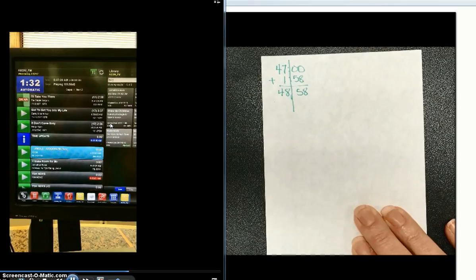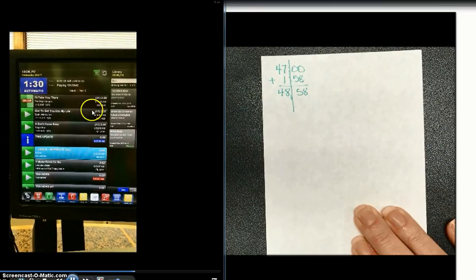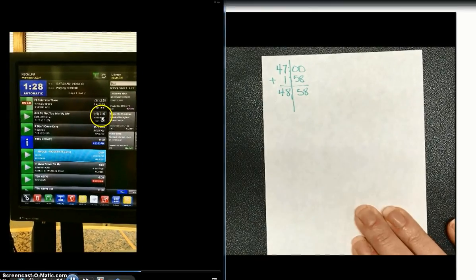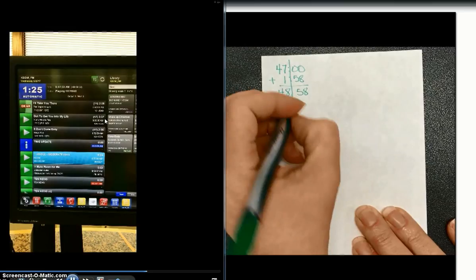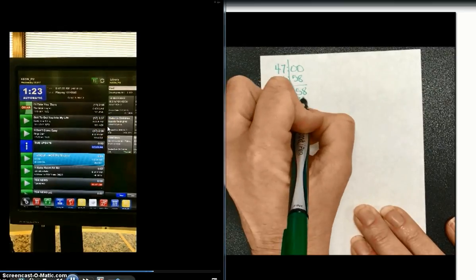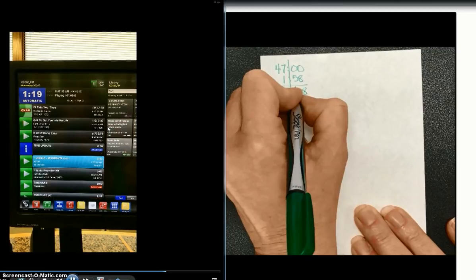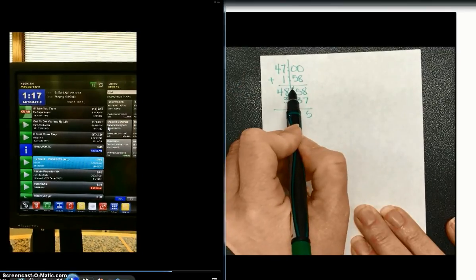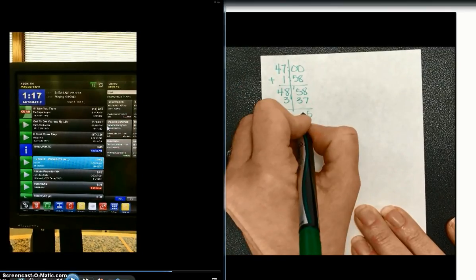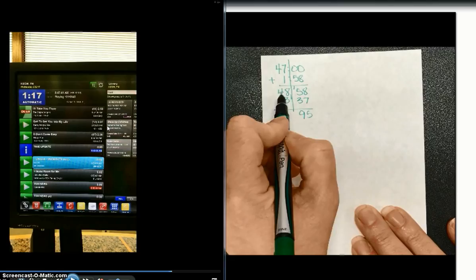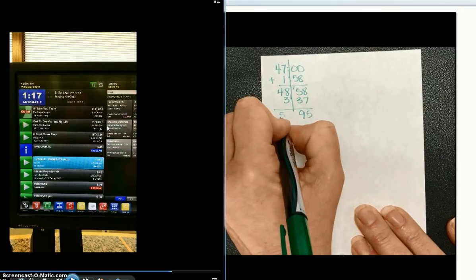Okay. Since we haven't gotten to 50 yet, I'm going to go ahead and add the time for the next song. The next song is 3 minutes and 37 seconds. Okay, 8 plus 7, 15. 1 plus 5 plus 3 is 9. And 48 plus 3 is 51.